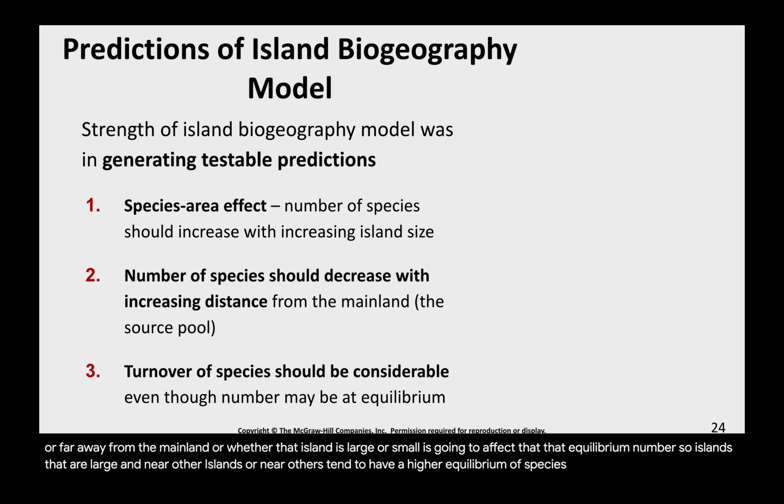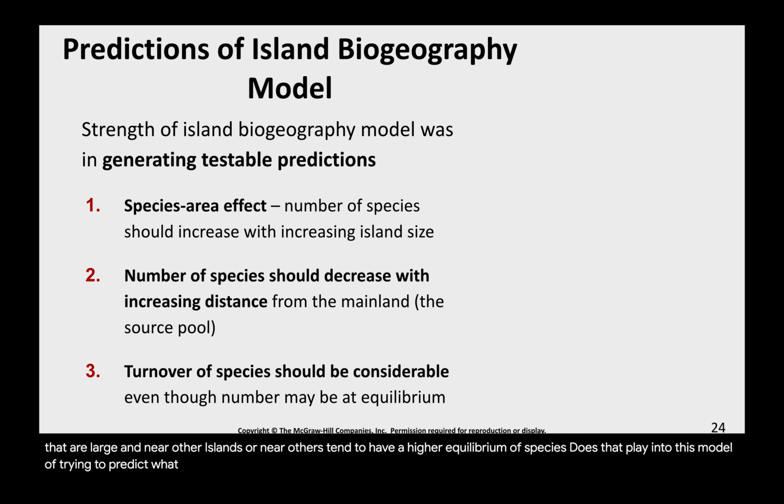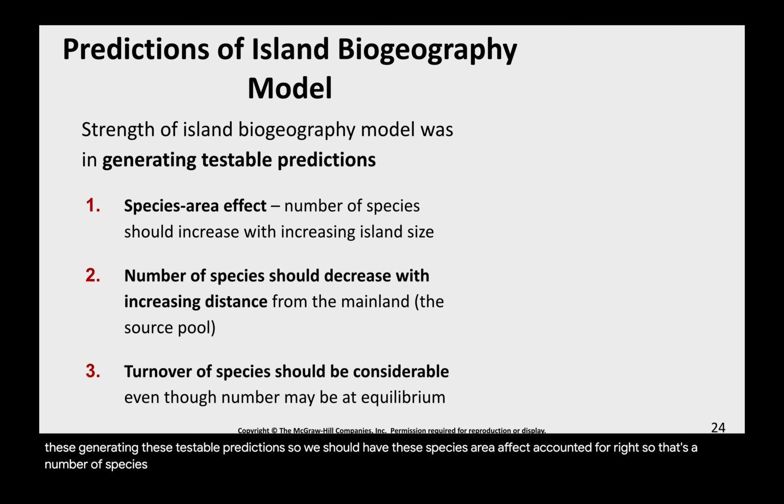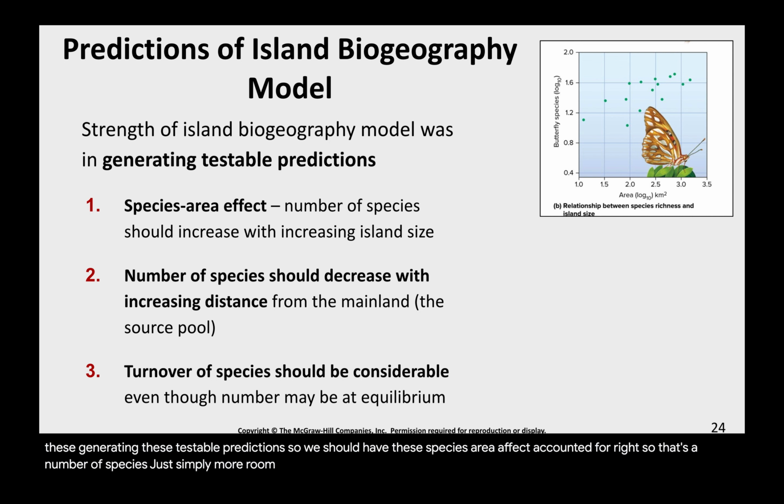Right, so these are factors that play into this model of trying to predict what the equilibrium could be for a specific island, right? And when we're looking at these models, we're generating these testable predictions. So we should have the species area effect accounted for. That's the number of species should increase with an increasing island size. There's just simply more room. And we see that with our butterfly example up here. As the area increases, we see the number of butterfly species also increasing.